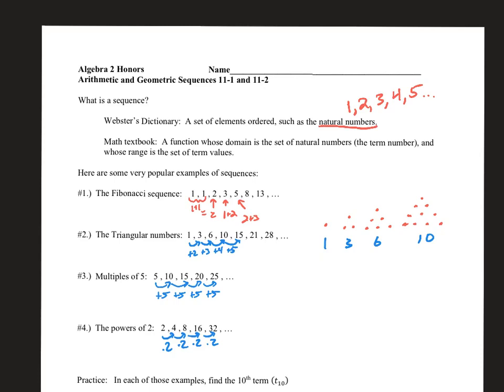Now, what I would like you to do is to find the 10th term, and notice we abbreviate that T with a little subscript 10. Find the 10th term for each of these. So just pause the video, take a moment, and find the 10th term of each of these sequences, and then when you come back, you'll see the answers.